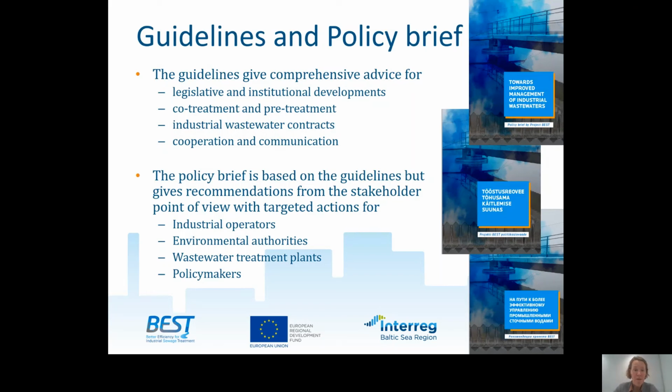The policy brief, again, is kind of a summary of the guidelines, but gives recommendations from the stakeholder point of view with targeted actions for industrial operators, environmental authorities, wastewater treatment plants, and policymakers. The policy brief is available in all project languages, so you can find it in English, Estonian, Latvian, Russian, Polish, and also Finnish and Swedish. And it's a really nice and compact package of information, so please look it up on the project webpage.